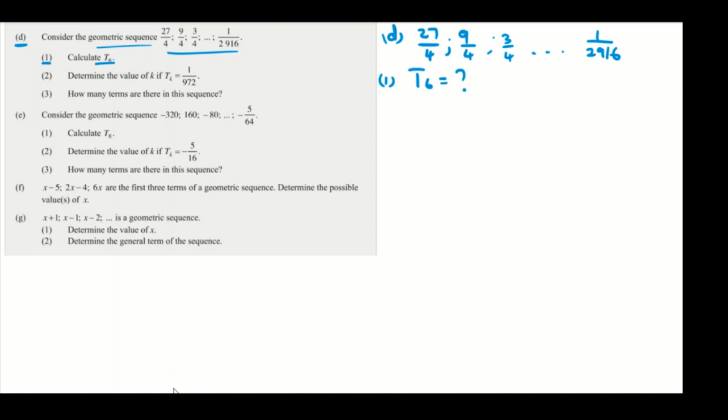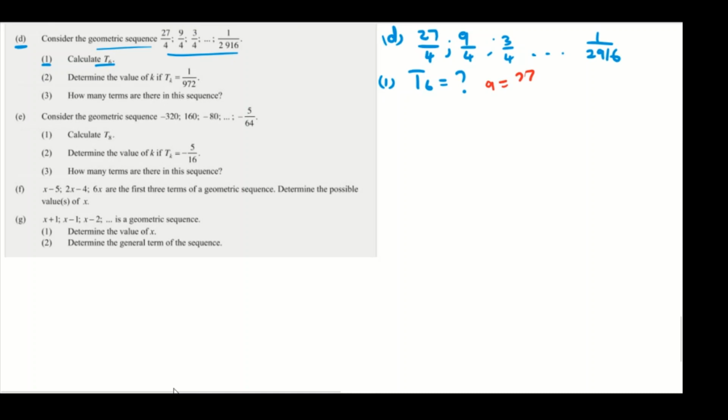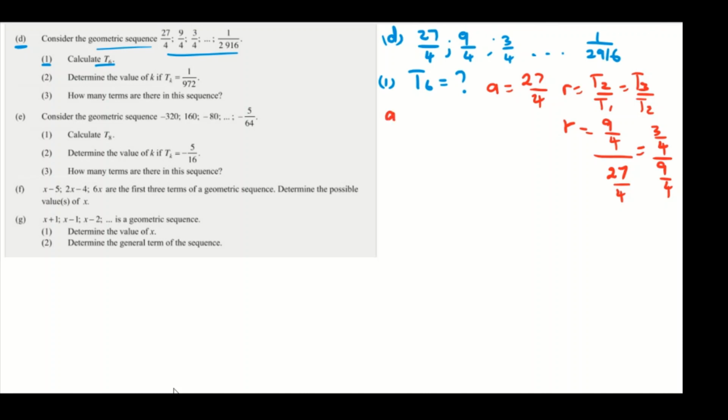For us to find T6, we must first find the general term of the sequence. Our A value is 27 over 4. Our R is equal to T2 over T1, equal to T3 over T2, right? So my R is equal to my T2, which is 9 over 4, divided by my T1, which is 27 over 4, equals 3 over 4 divided by 9 over 4. Please punch this in your calculator so that we find our value of R, which I found to be R equals 1 over 3, right?